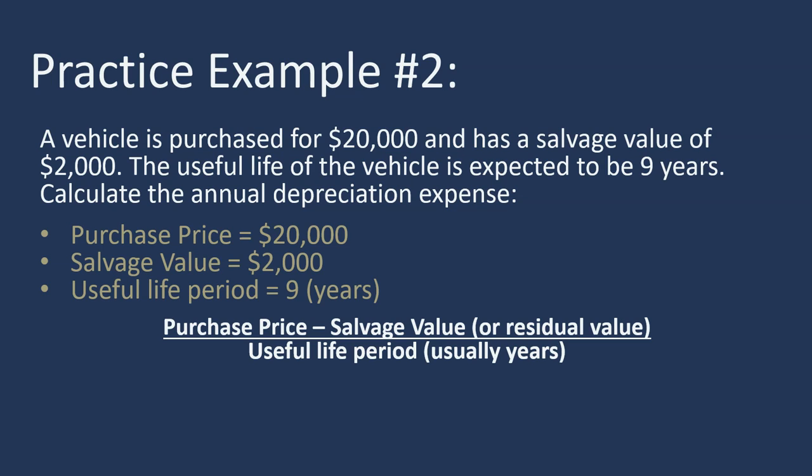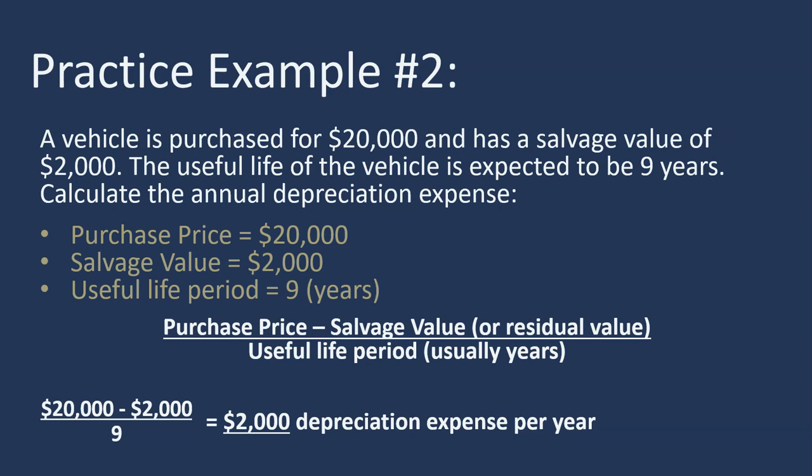And we'll put it into that formula, just like we talked about before. This is the straight line formula that you definitely want to have written down somewhere. What we're going to do is take $20,000 for the purchase price minus the $2,000 salvage value. That will give us $18,000 in the numerator and 9 years in the denominator. So 18 divided by 9 will give us $2,000 of depreciation expense per year. This is an example where there is a salvage value of a vehicle that we're going to be depreciating.